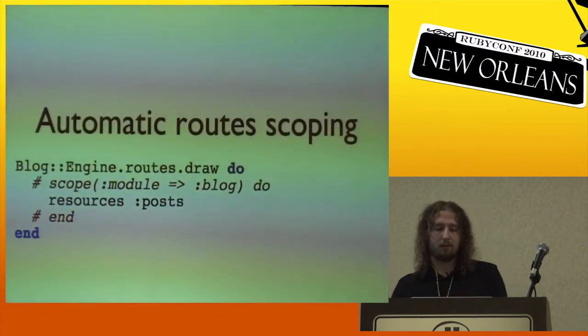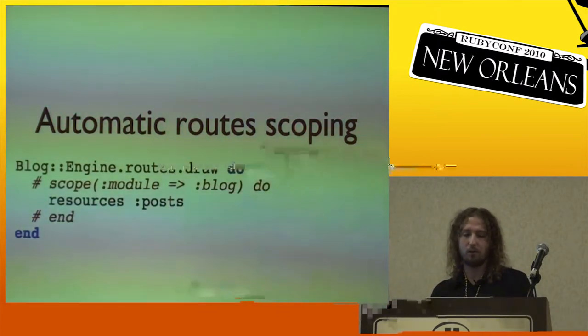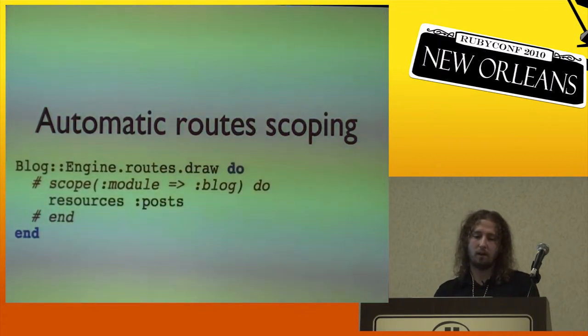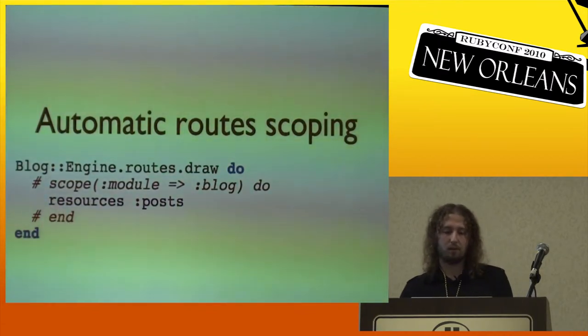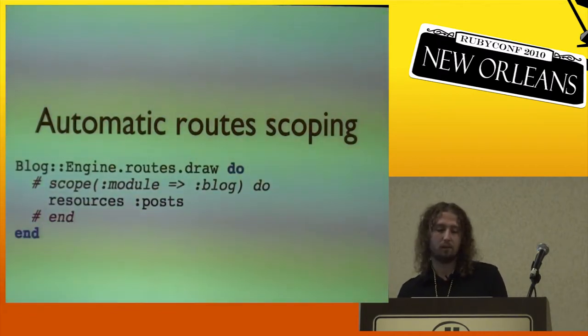The second thing is that when controllers are namespaced, you normally would have to scope all the things inside routes. And with an isolated engine, you don't have to do it. It is done automatically. So you don't have to write that code that is omitted.